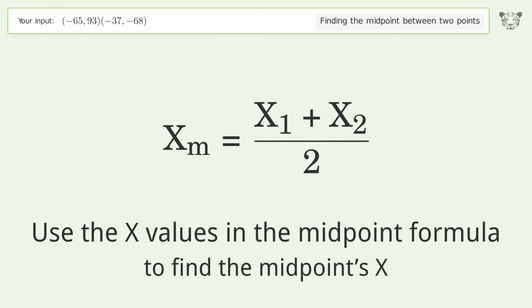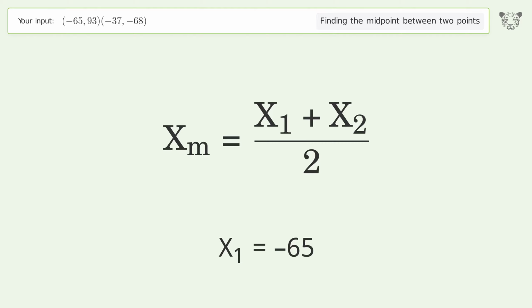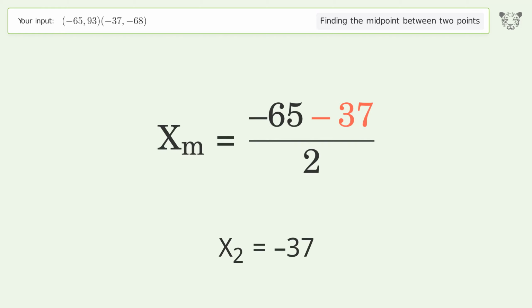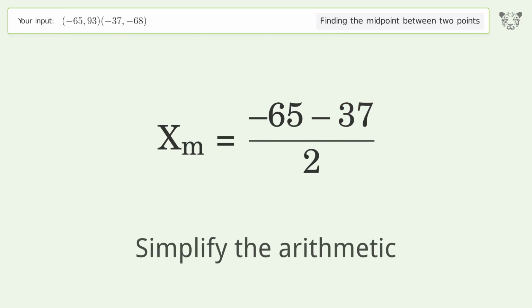Use the x values in the midpoint formula to find the midpoint's x. x1 equals negative 65. x2 equals negative 37. Simplify the arithmetic.